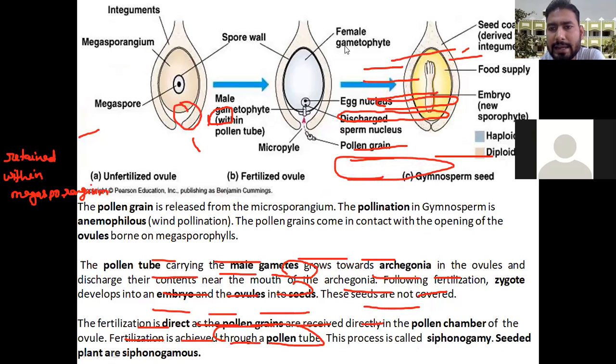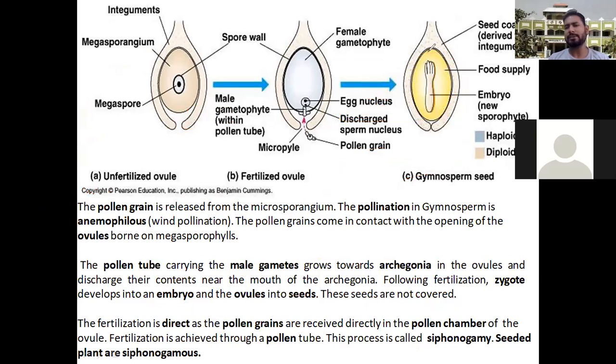Now you can see again the same structure, representing how it is going to fertilize. And I told you, in case of the gymnosperm, the endosperm will always be haploid. Here is the megasporangium and the integument, which is the outer cover. The male gametophyte is within the pollen tube. This is the pollen grain. Through the micropyle it is going to enter, discharge the sperm nucleus, and the egg nucleus and sperm nucleus fuse together. Ultimately, see what they are going to form.